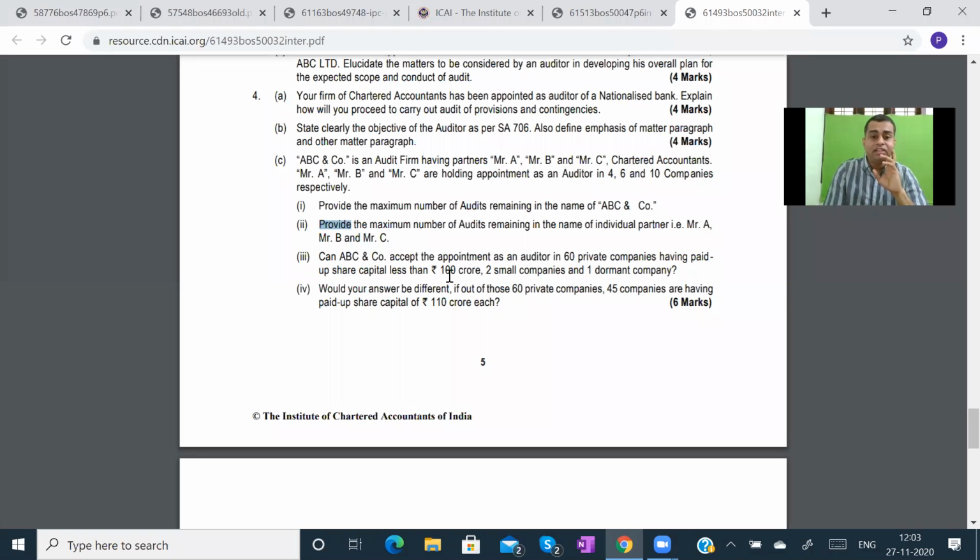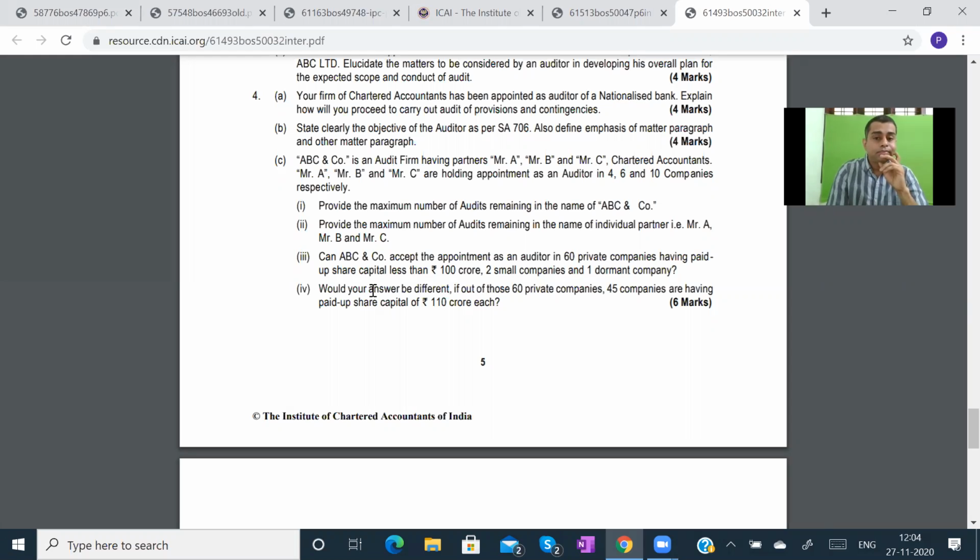Next. Read the second one. Provide the maximum number of audits remaining in the name of the individual partners, that is Mr. A, Mr. B, and Mr. C. So A is having 4, so he can do 16 more. B is having 6, so he can do 14 more. C is having 10, so he can do 10 more. Next, read the next one.